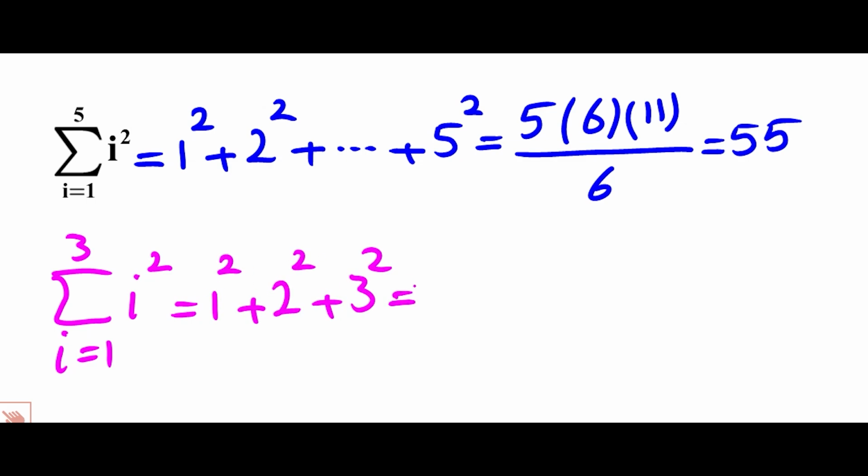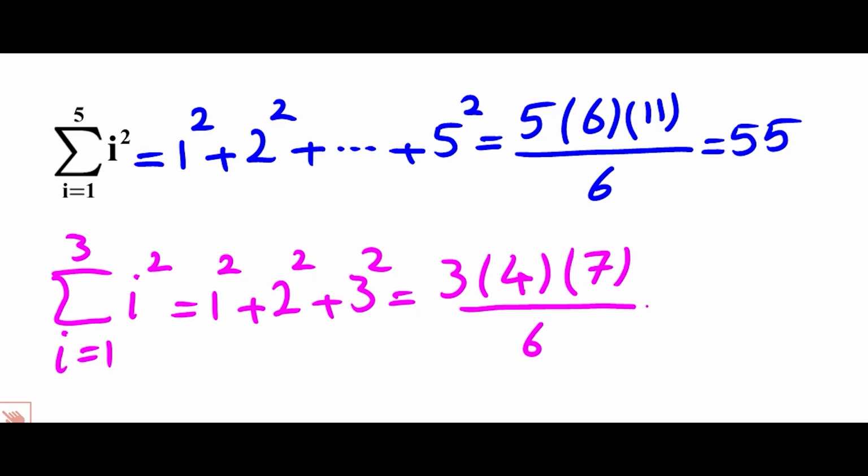Or the sum of i squared from i equals 1 to 3 equals 1 squared plus 2 squared plus 3 squared. In this problem, n is 3. So we have 3 times (3 plus 1, which is 4) times (2n plus 1, meaning 2 times 3 is 6, plus 1 is 7) over 6 equals 14. Means 1 squared is 1 plus 4 is 5 plus 9 is 14.